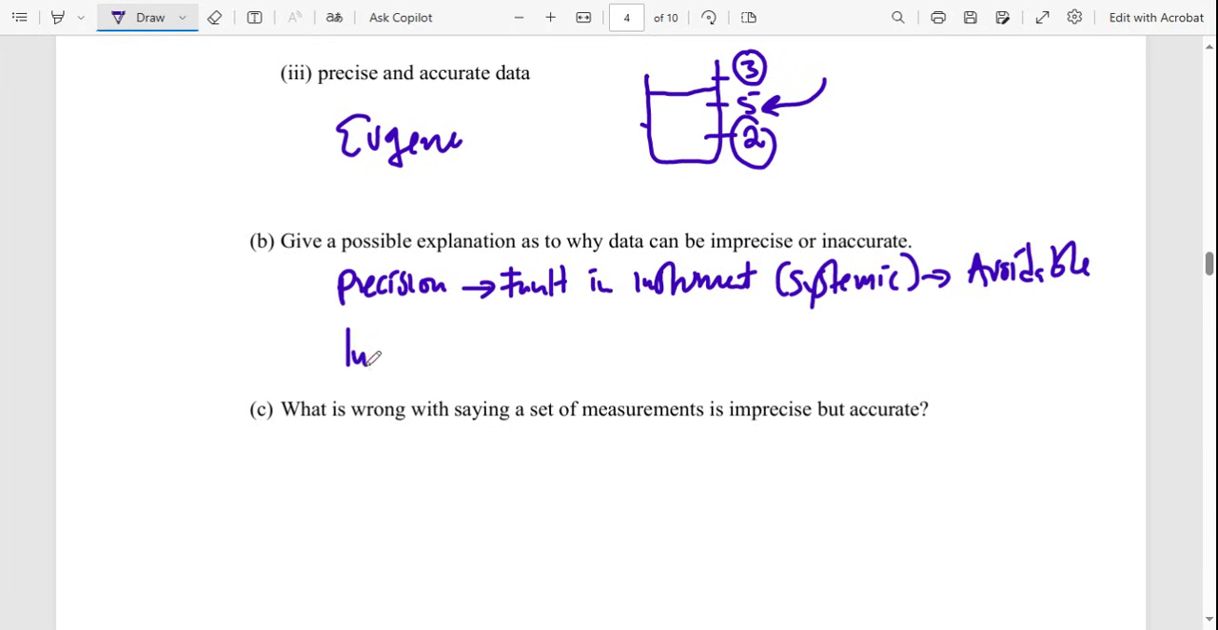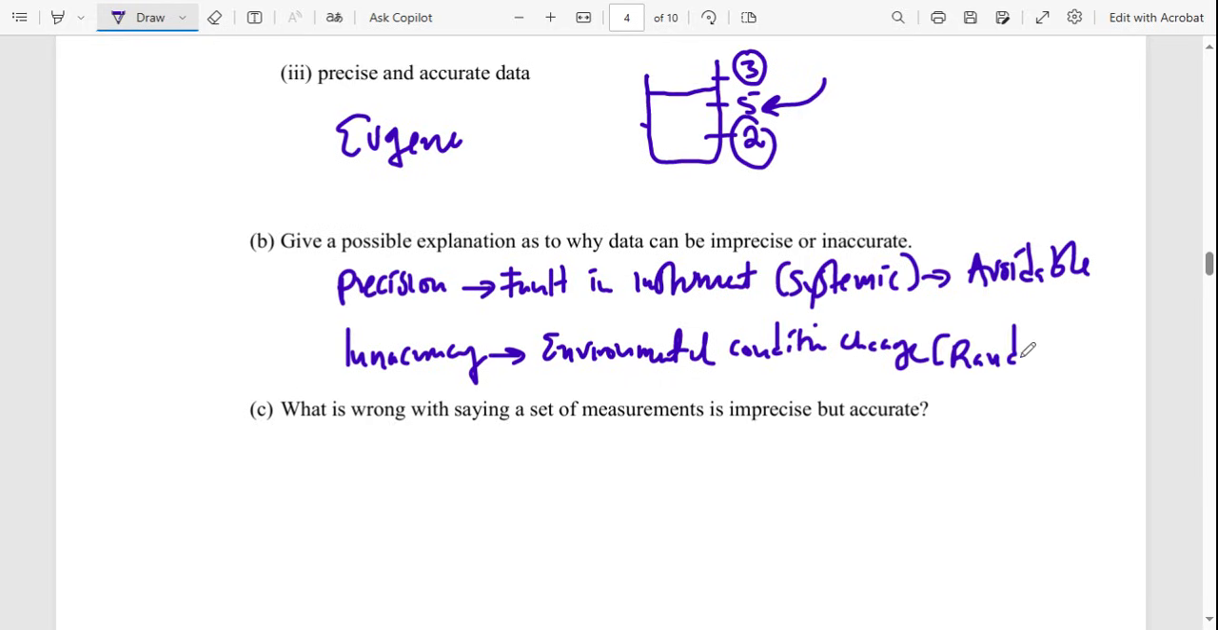For inaccuracy, really, this one might be a problem with the environment. Okay, environmental conditions that have changed. Environmental condition change. Let's say, for example, you are doing a titration, and then the environment has got windy. You can overshoot when you open the tap to do the titration. So these errors, we call them random errors. You can't avoid them. They are part of life.